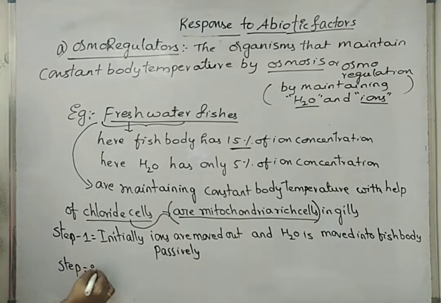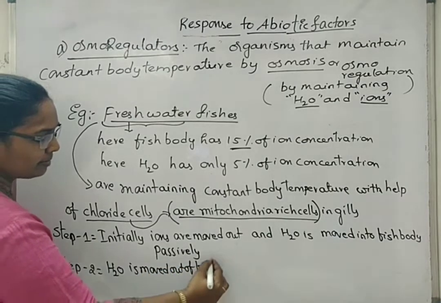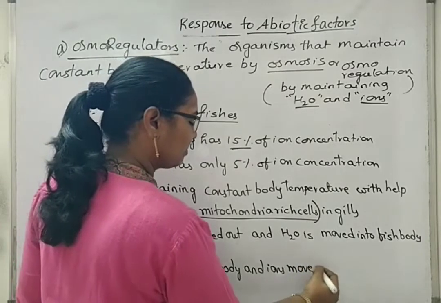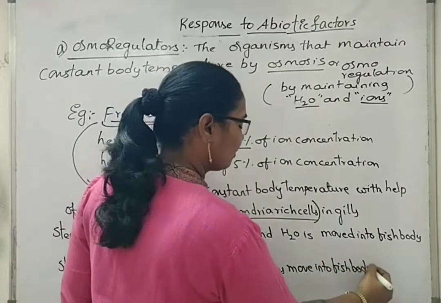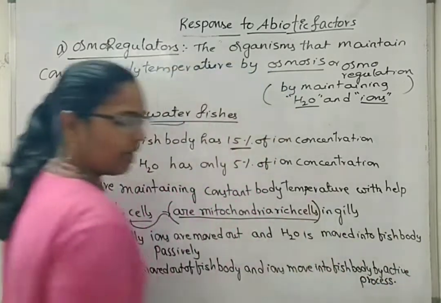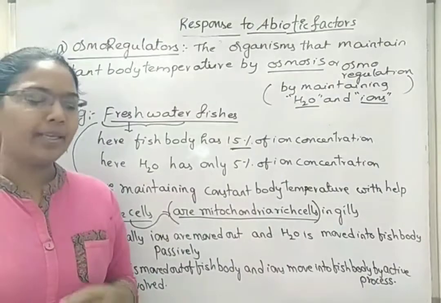In the next stage, step 2, water is moved out of the fish body and ions move into the fish body by an active process, means by utilization of ATP. Now, in this second step, chloride cells are involved. They are located in the gills. Chloride cells are involved because they have a lot of mitochondria, so that they can spend the ATP that is necessary.